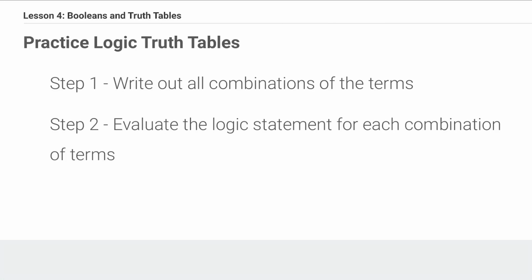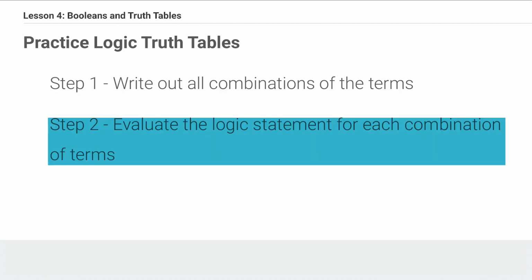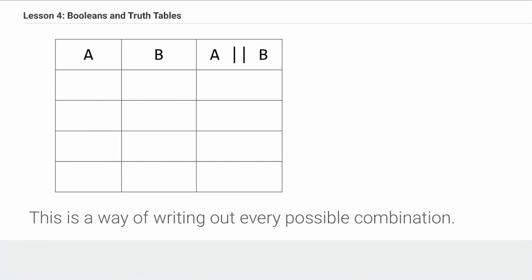So sometimes these Boolean conditions can get pretty complicated. And so to help with that, we have something called a truth table. It's just a way of writing out all the possible combinations. It can help you solve some of the problems on the AP exam. Step 1, we're going to write out all the combinations of the terms. And then step 2, we're going to actually evaluate the logic statement for each of the combinations we worked out in the first step. So here's a simple example.